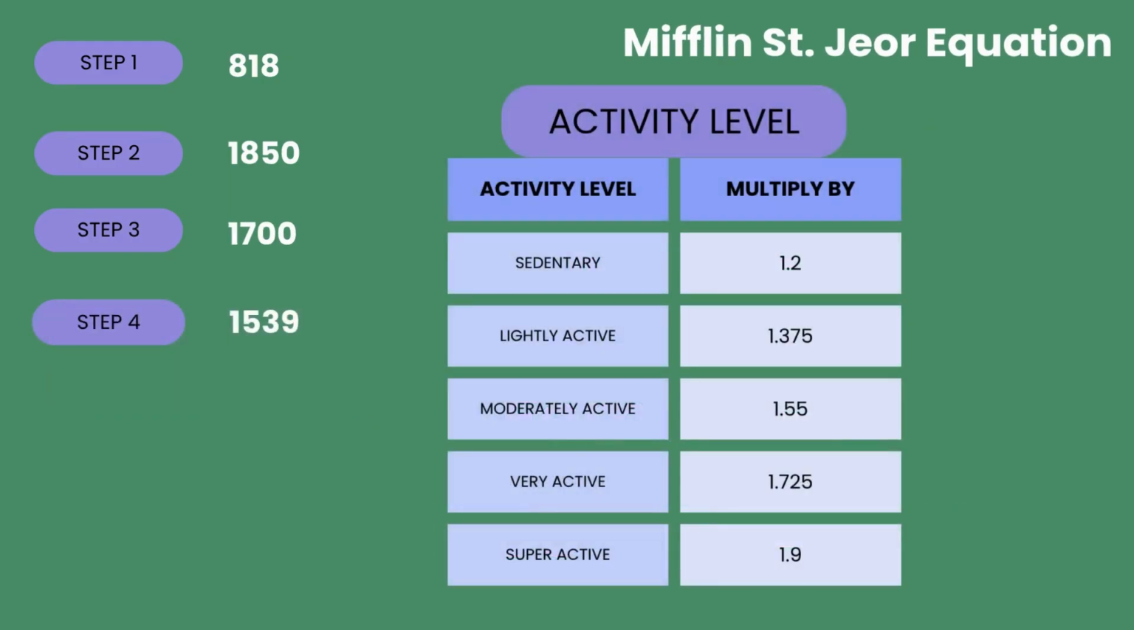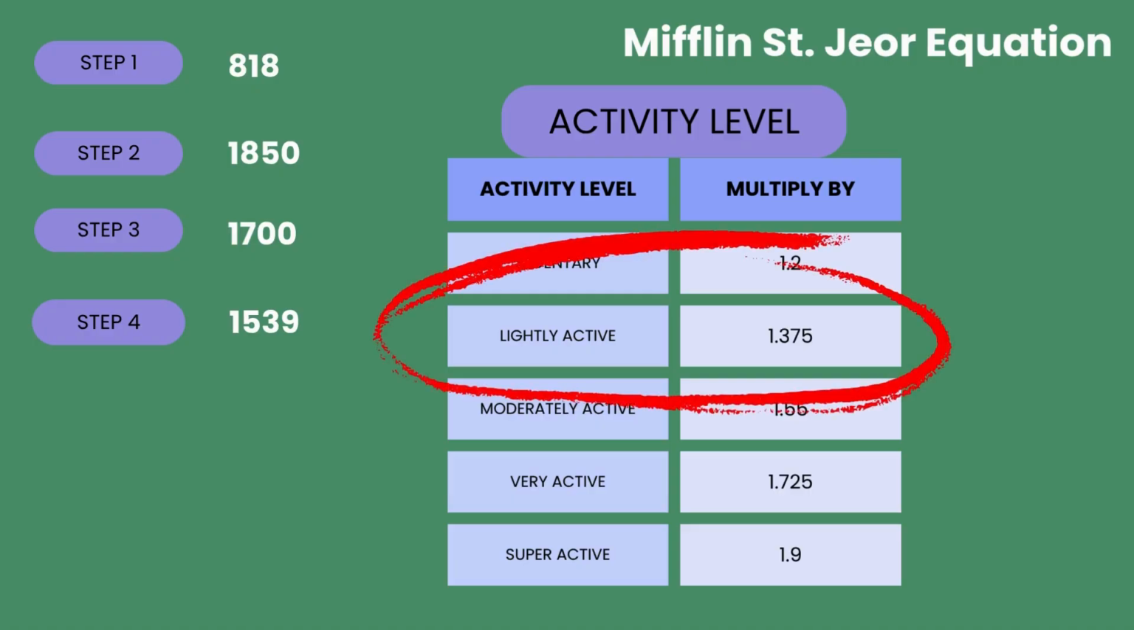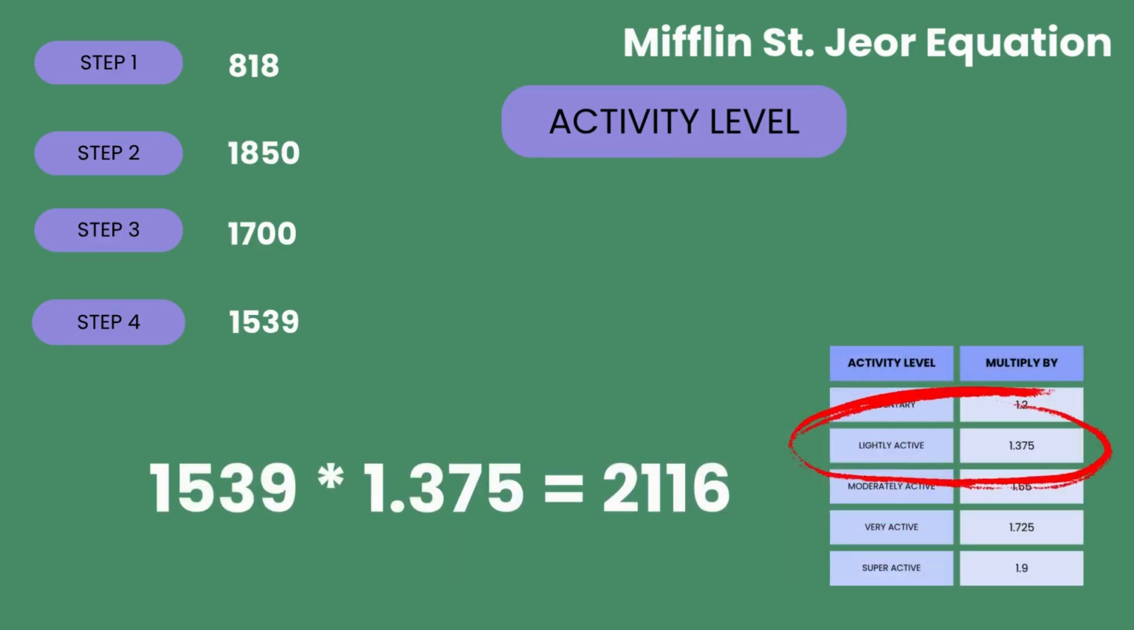The last step is to determine your activity level and choose the correct number to multiply the value by. Use the chart below to determine the level of activity. The more honest you are about this, the more accurate the basal metabolic rate will be. Sarah was lightly active, so we multiply the 1,539 calorie BMR by 1.375 and arrive at an estimated total daily calorie burn of about 2,116 calories.